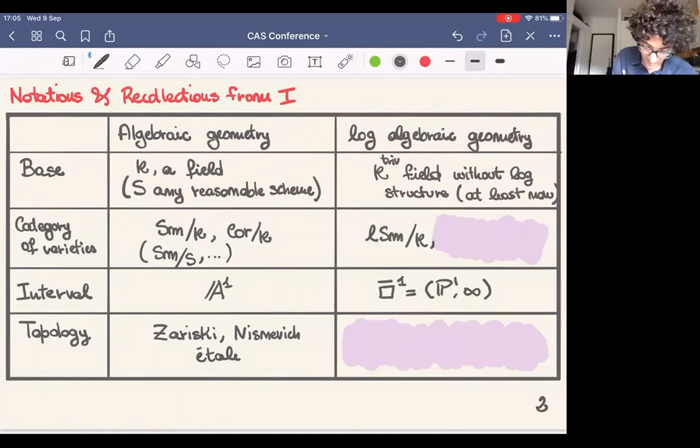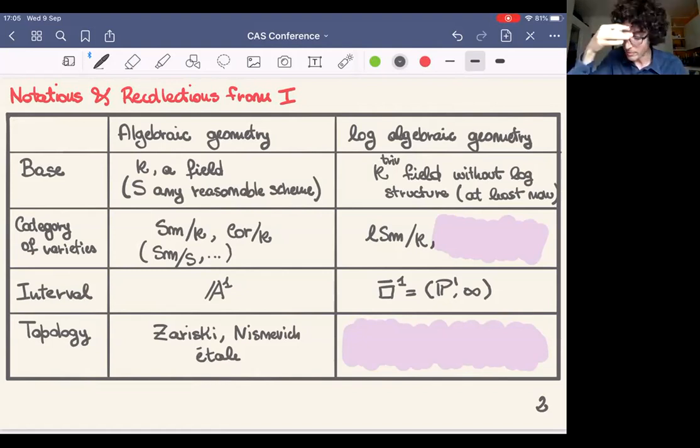The topology is either Zariski, Nisnevich or étale, for different purposes. The resulting gadget that we get if we localize with respect to A1 and with respect to the topology is the category of motives, like DM or DA, according to whether we consider it with or without transfers. In our log setting, our base, at least for the moment, will be K, the field without any log structure. Let's say K triv, but I will forget to write triv, so we'll just write K.